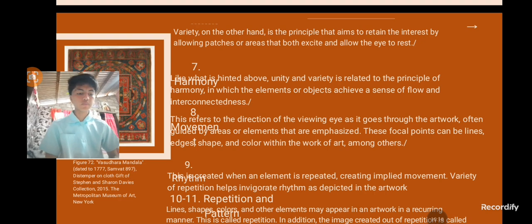So variety keeps viewers engaged by mixing exciting and restful visual elements. Number 8. This refers to the direction of the viewing eye as it goes through the artwork, often guided by areas or elements that are emphasized. These focal points can be lines, edges, shapes, and colors within the work of art, among others. Variety keeps viewers engaged by mixing exciting and restful visual elements.